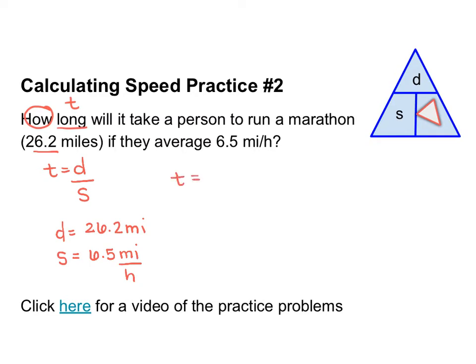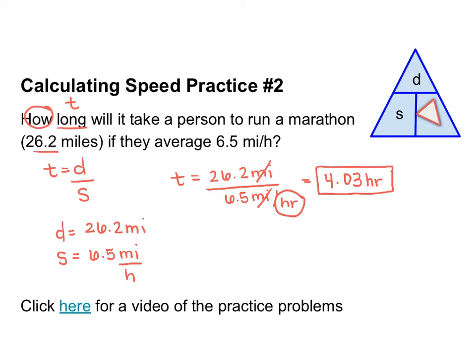When I plug it in, I always want to use my units so that I can see what cancels and what I'm left with. Per hour, so I've got miles on the top and miles on the bottom, which will cancel. So I'm left with just hours. It makes sense that time would be in hours, so that's good. Now I'm plugging it into my calculator, and I get 4.03 hours, which isn't record-breaking, but that's pretty good time for a marathon.